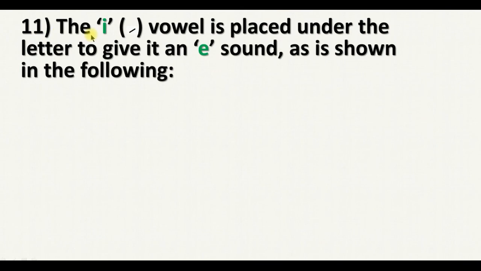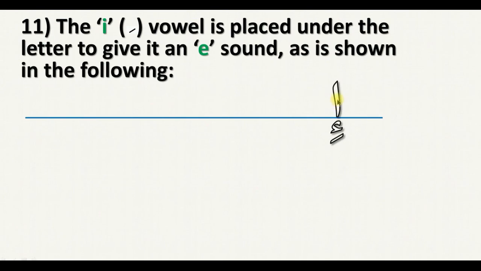For number 11, the I vowel is placed under the letter to give it an E sound, as is shown in the following. Here we have A-I-E. You will notice that the symbol has come down to the bottom. That is because we have the vowel at the bottom, and it is an I vowel. So when you write, you have to write the letter first, then the symbol, and then the I vowel at the bottom. Once again, we have A-I-E.